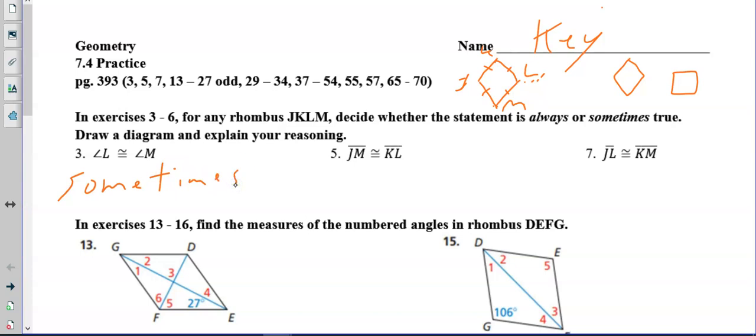JM and KL are equal. Well, that's always, because all four sides are equal on a rhombus. And JL and KM are the diagonals, and not always, but sometimes.